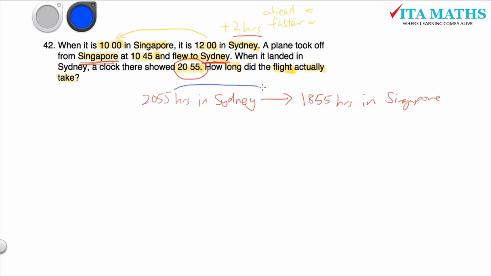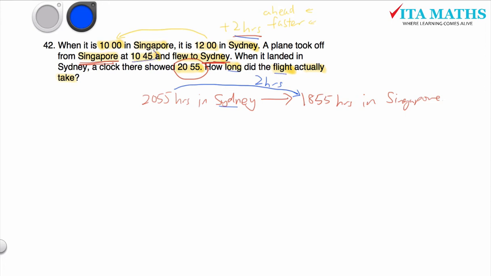From this to this, 2 hours difference. Because Sydney is 2 hours faster than Singapore. So when the plane actually landed in Sydney at 20:55, the time in Singapore is actually 18:55. So now you have to find out how long the flight actually took.